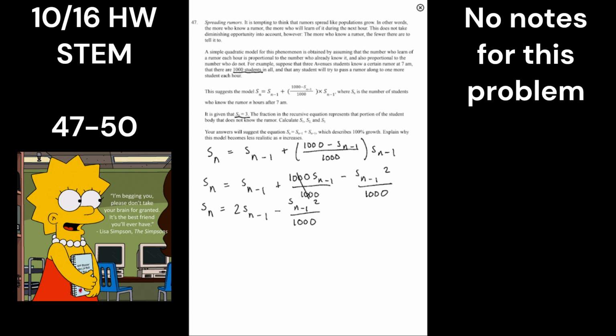I can see that 2 is in a very bad spot, but whatever, I'll keep it there. Hopefully you understand how I just rewrote this equation and moved it down here. And this is the most simplified form. So here it's asking you to find S1, S2, and S3.